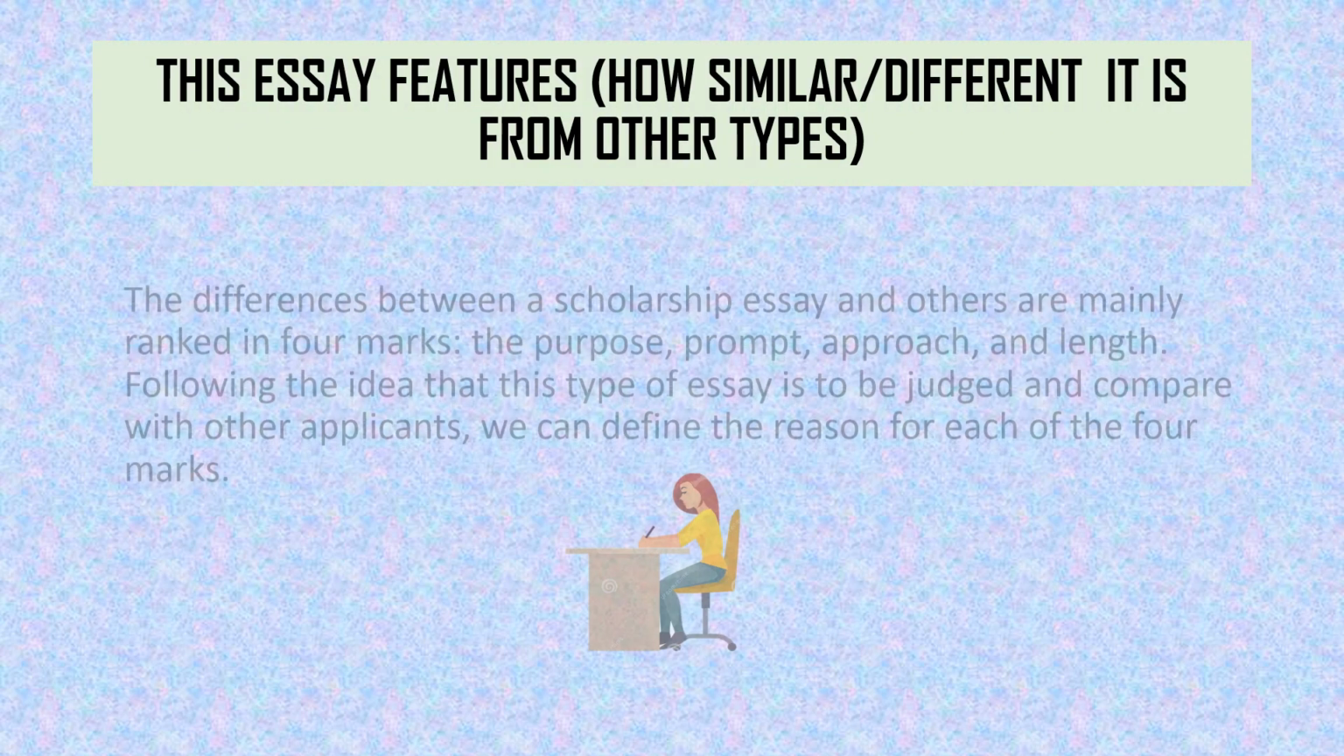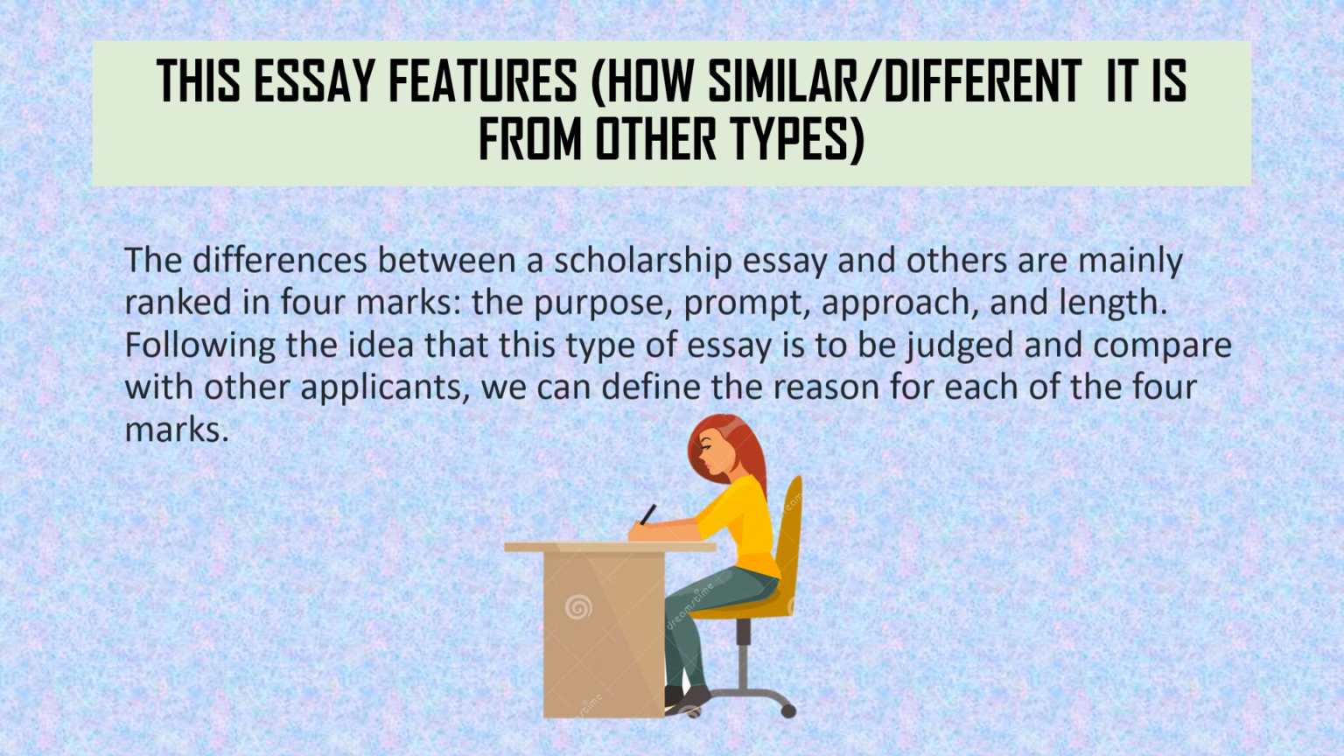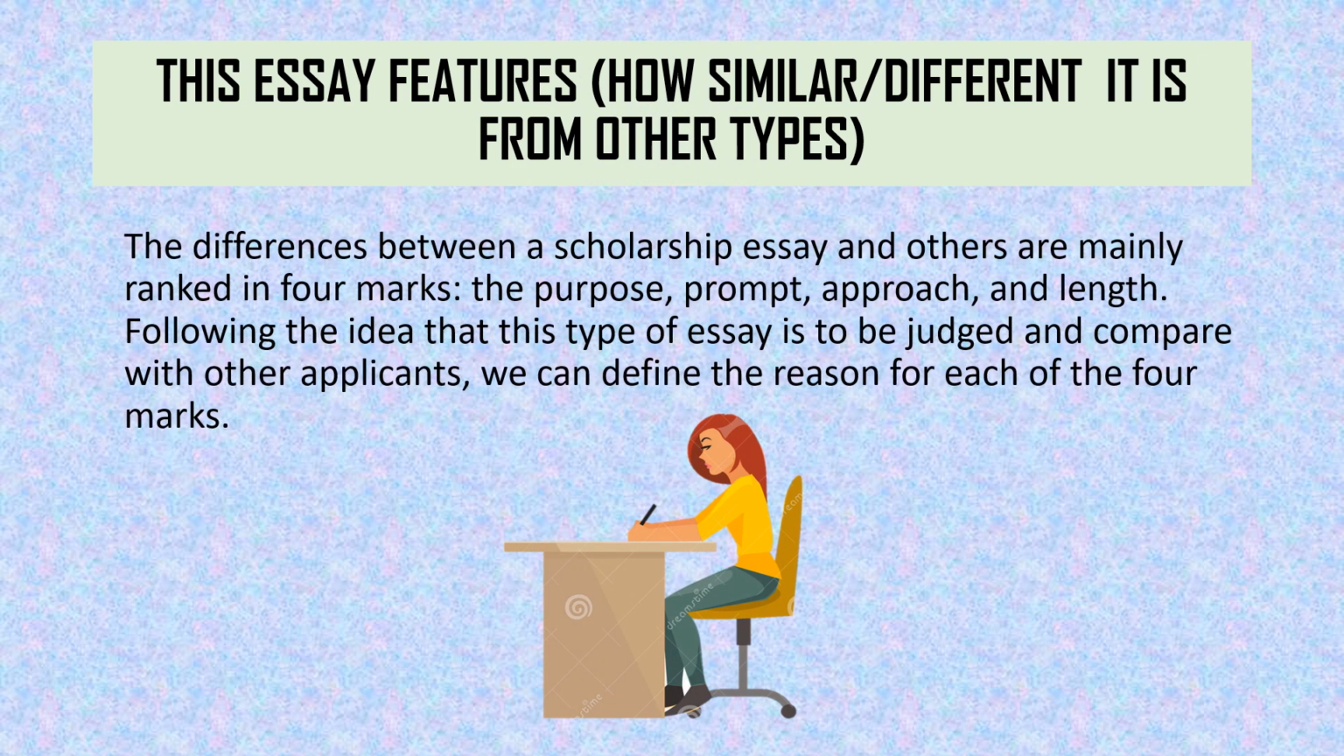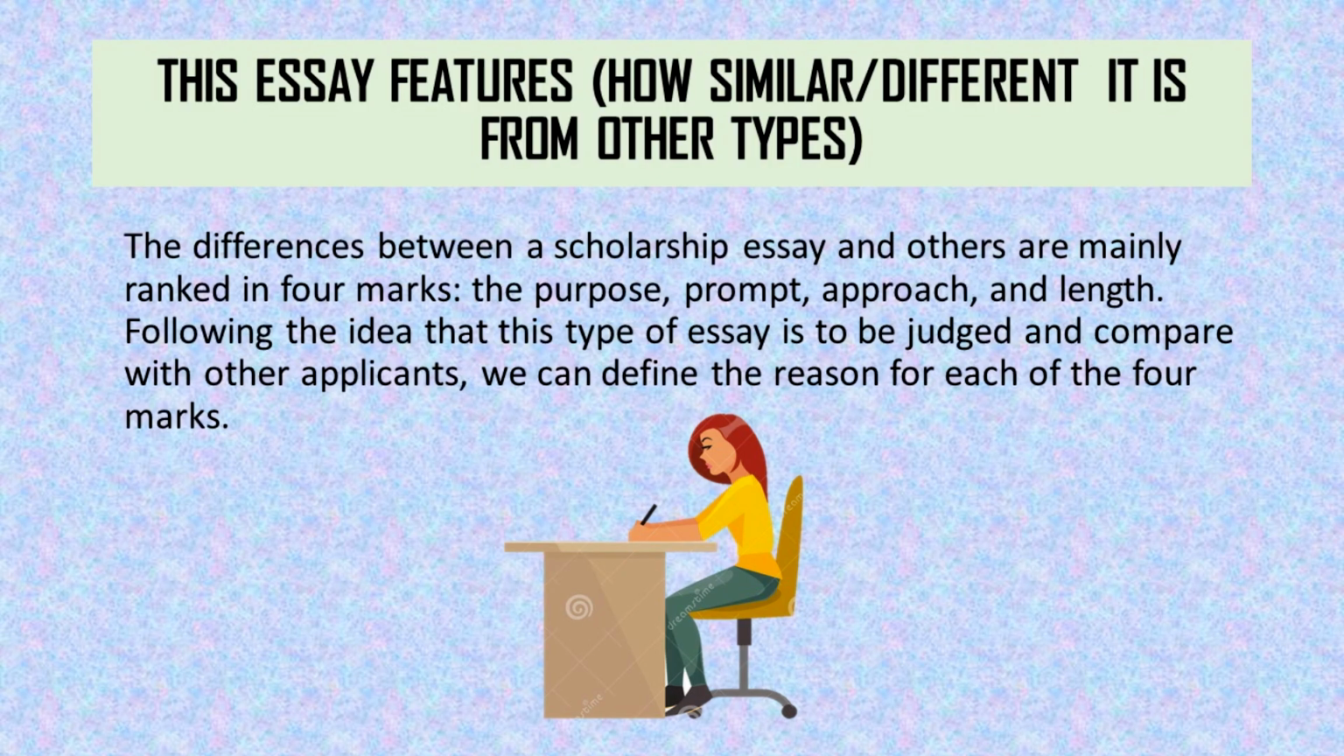These are the essay features, and how similar or different it is from other types. Something that we need to know when we are writing a scholarship essay is the differences between a scholarship essay and other types of essay. The differences are mainly ranked in four marks: the purpose, the prompt, the approach, and the length. Following the idea that this type of essay is made to be judged and compared with other applicants' essays, we can prioritize the development of the idea of these four marks in the next slide.